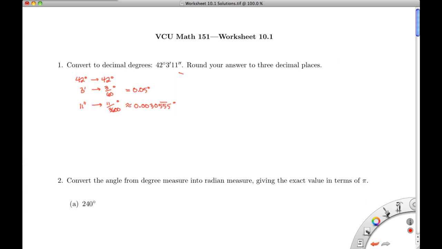So in terms of these minutes and seconds, this is what they would be in terms of degrees. So to sum all this up, if we're converting into decimal degrees, we've got 42 degrees plus 3/60ths of a degree plus 11/3600ths of a degree. So we add all of these together, and this is going to give us approximately, if we round to 3 decimal places, 42.053 degrees. So that would be our answer there.